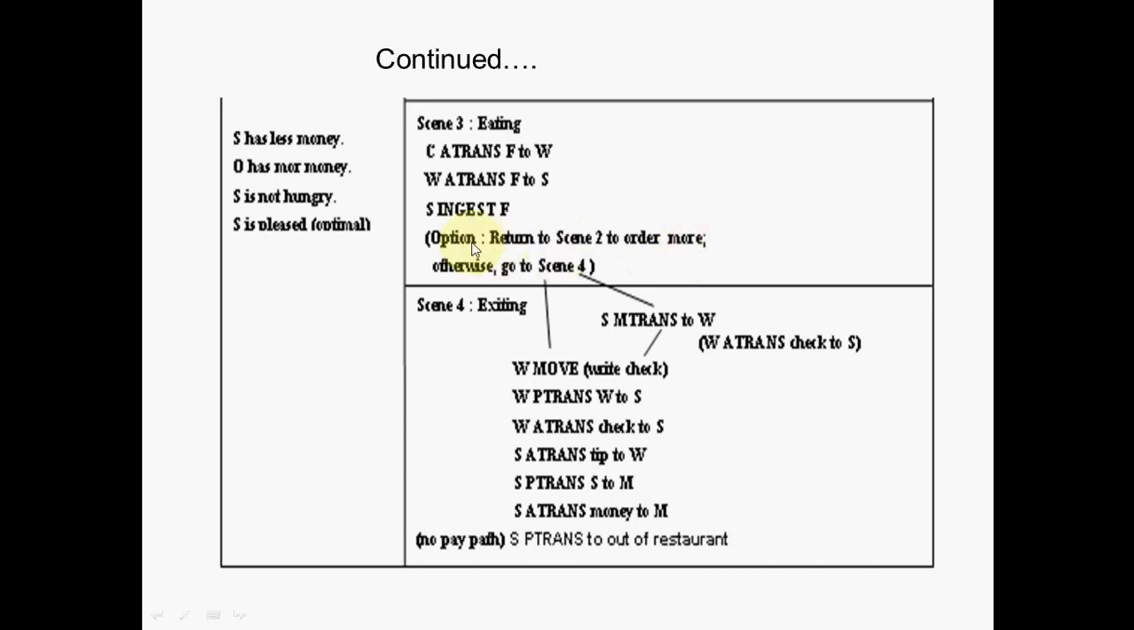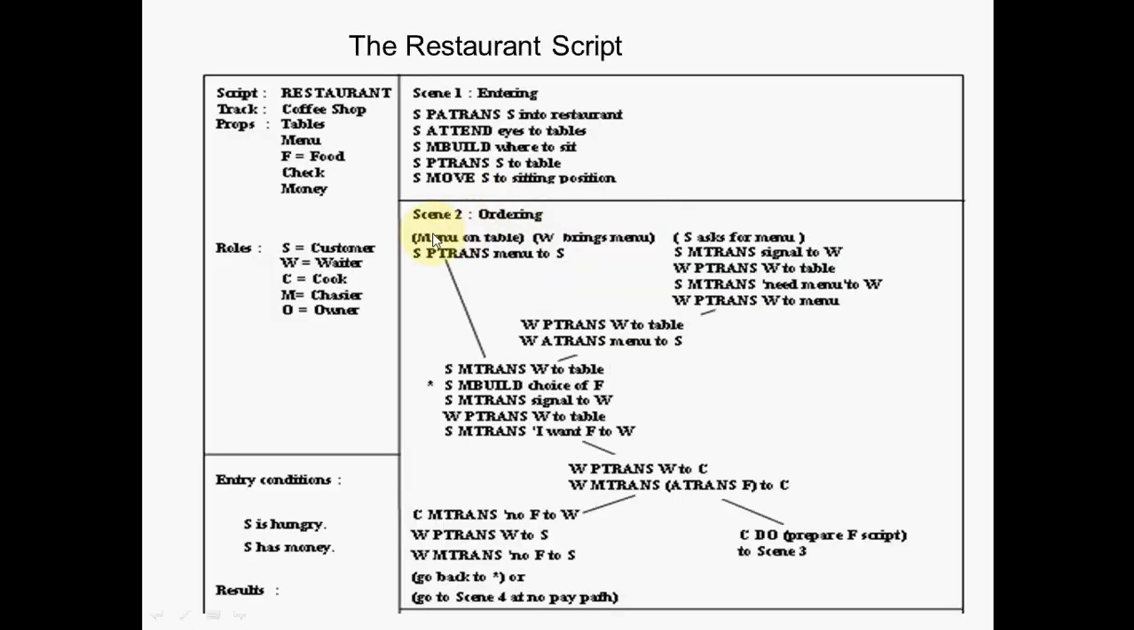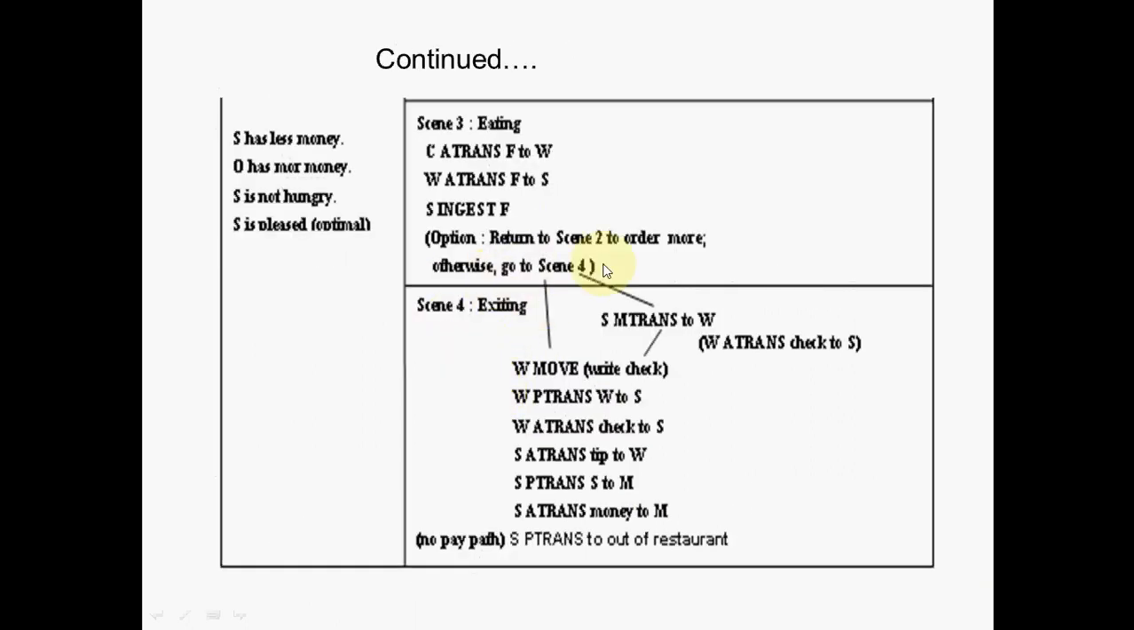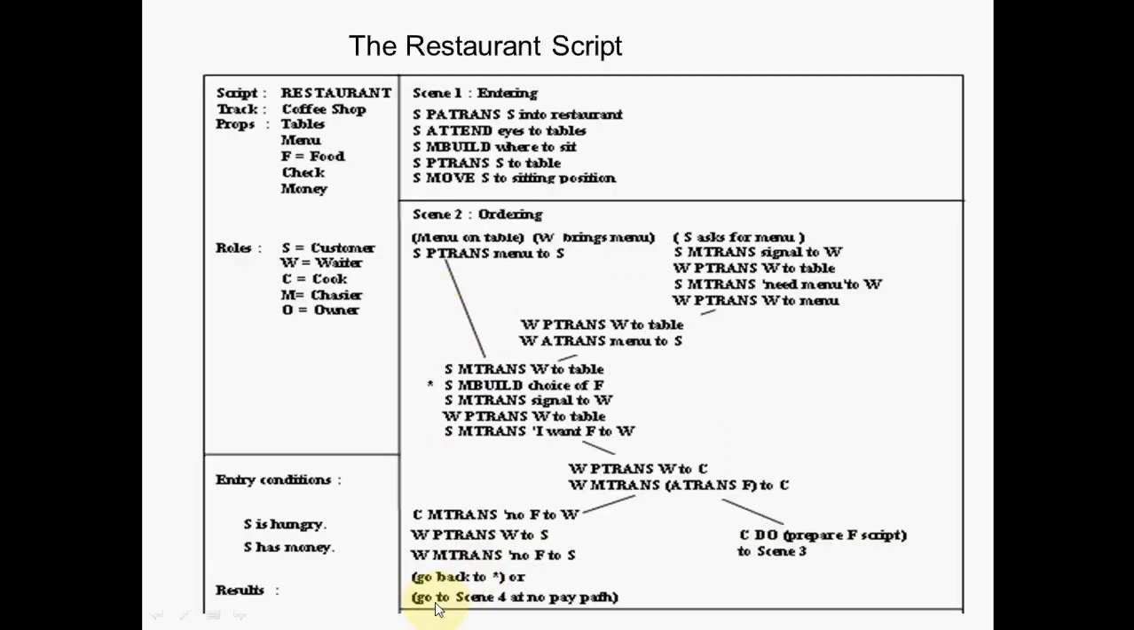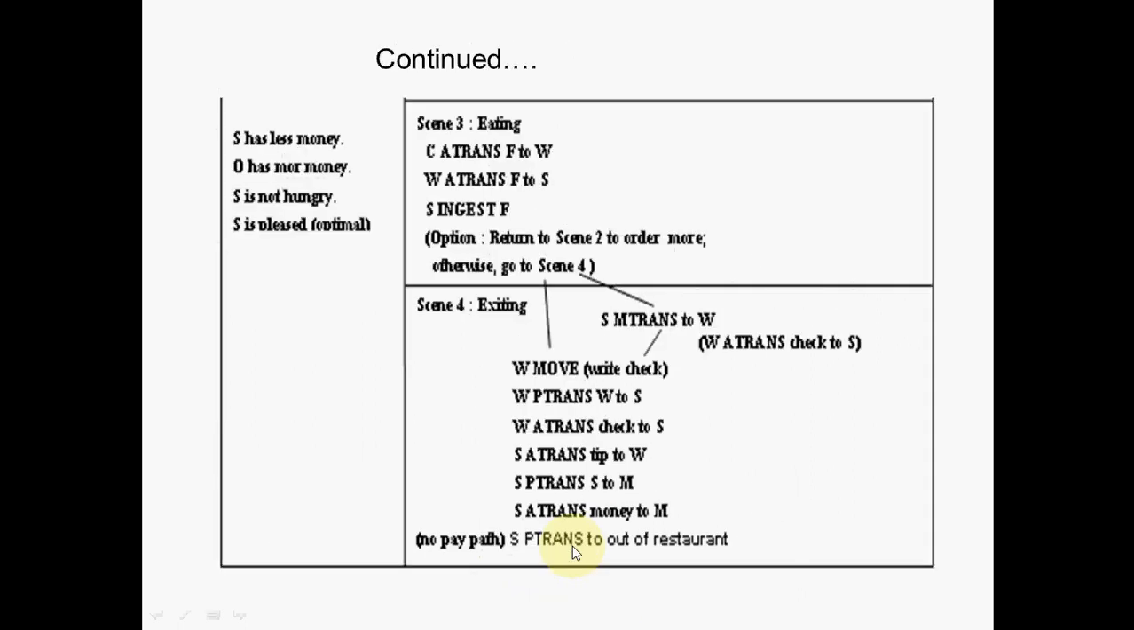Sometimes you tend to order more. So return to scene number 2 to order more. So here you can just order more, or go to scene number 4. Now scene number 4 is exiting scene. Now in the exit scene, you see here no pay path. So no pay path is not a path going through these steps, but directly coming here. And that's why if the cook tells you that the food item is not available, go to scene 4 at no pay path. It will directly go to scene 4 and directly come here. And no pay path tells that customer just walked out of the restaurant, and these steps are not carried out.